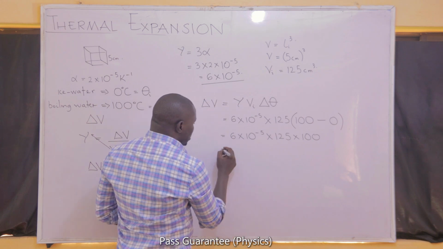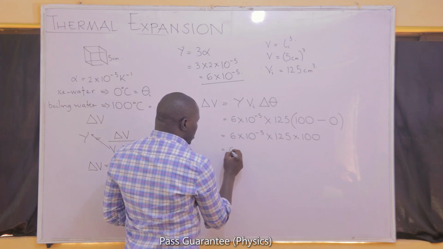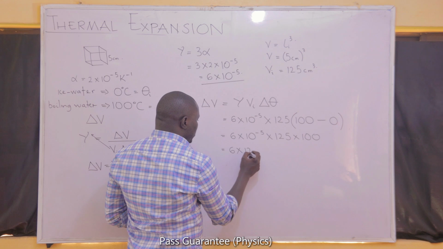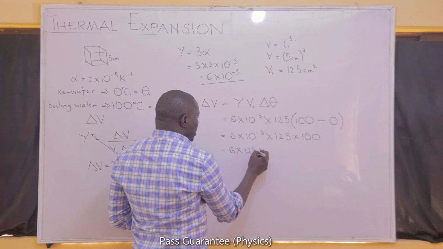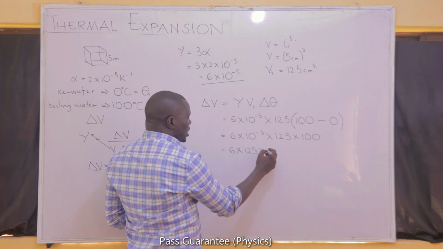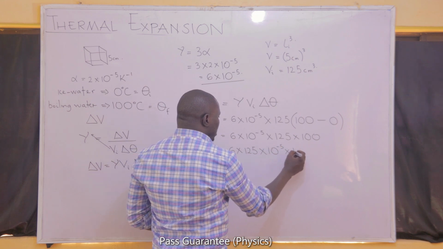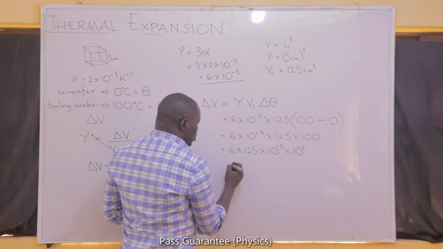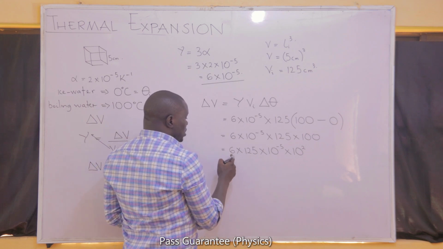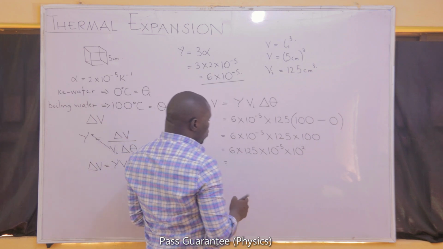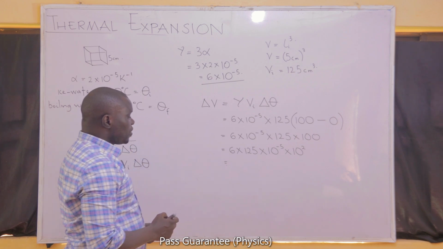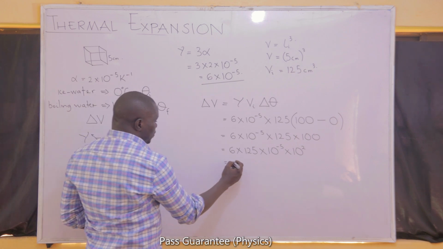We can continue with the evaluation. We'll have 6 times 125 multiplied by, I'm bringing out those numbers that do not have 10 powers, times 10 raised to the power minus 5 multiplied by 10 raised to the power 2. If we continue with this explanation, we'll have 6 multiplied by 125 should give us 750.